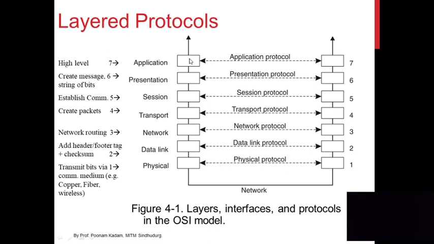Firstly, the application layer. In the application layer, application protocols are used. This is the highest level of the layered protocol or OSI model. The application layer provides an interface to the user, and the user can use this interface to interact with the system. This is the high level protocol. When the user uses the interface and submits the task, it then comes to the presentation layer, the sixth layer of the layered protocol.